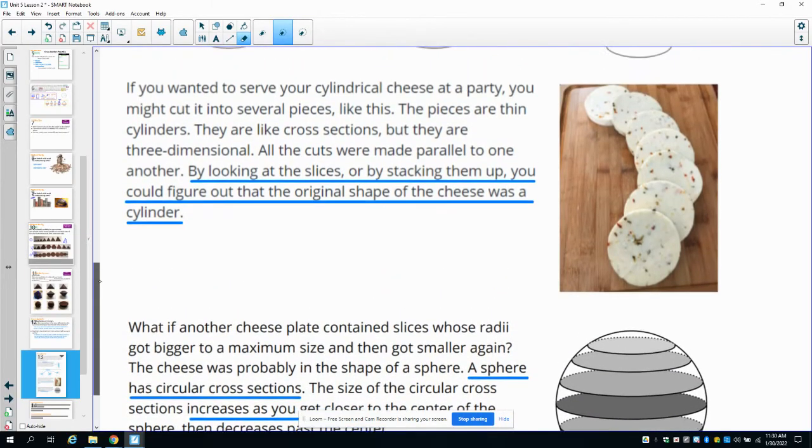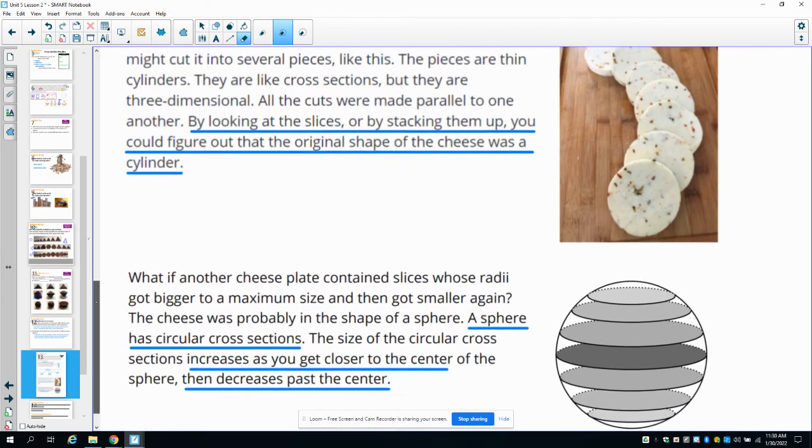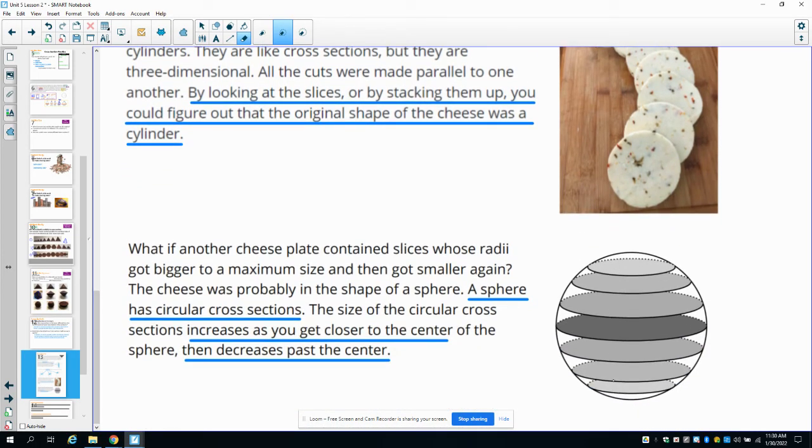Here's an example with some cheese slices. If you were at a Super Bowl party and you saw these little slices, you would know if you stacked those up that this cheese originally came as a cylinder and was cut parallel to its base to get those slices. Or if you saw that the cheese slices were getting smaller and larger, maybe that cheese was a cheese ball that they cut apart. Analyzing cross sections and thinking about putting them back together helps us get back to the three-dimensional shape that we started with.